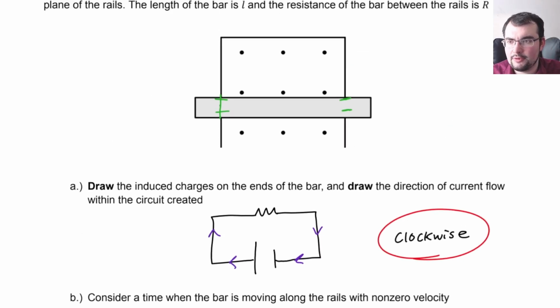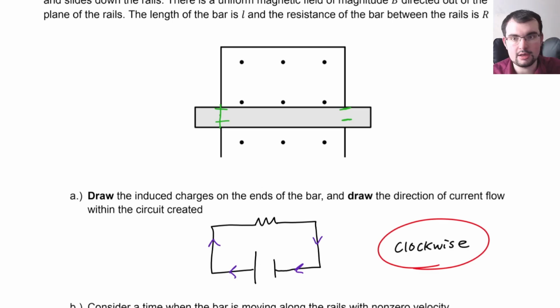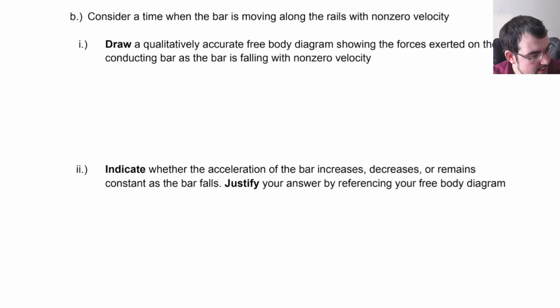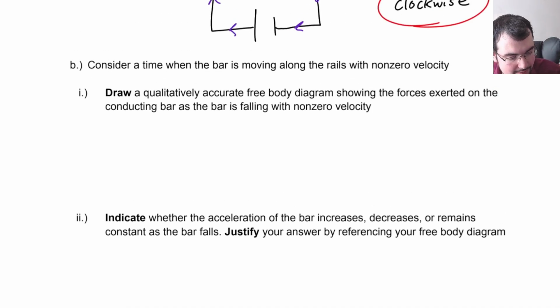And this is that same flux reason as before, actually. You'll see you're still getting more and more circles, so you've got to fight it by getting more x's, so that is clockwise. All right, let's say the bar is moving along the rails. Draw a free body diagram for the bar.